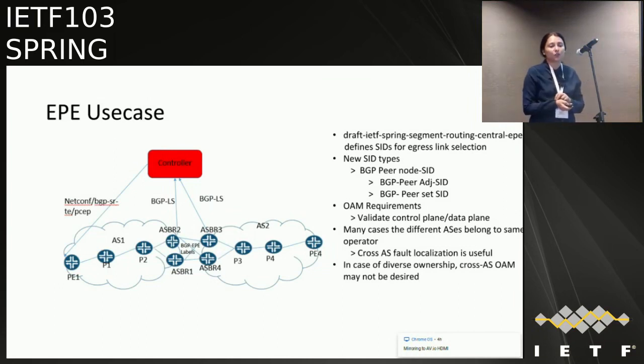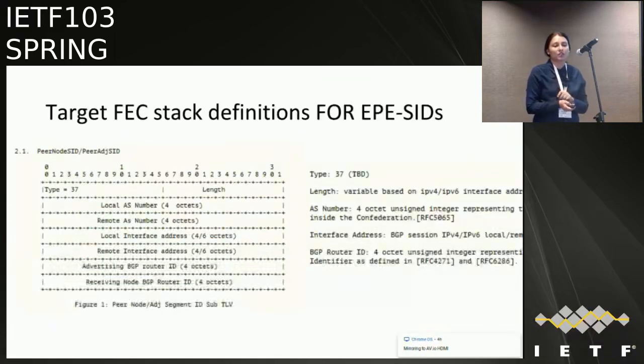So we have this for peer node SID and peer adjacency SID. It has the local AS number and remote AS number. Basically, the definition of SIDs is included in the target FEC stack definition. So when the label comes in with this FEC stack, it can verify whether it matches the definition of this label.